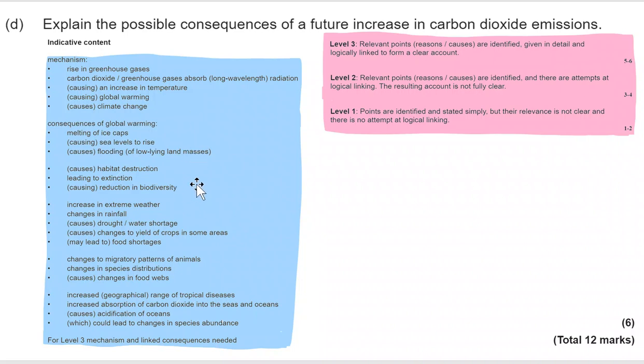All of these things, as you go through this chapter, you will be familiar with everything that's in this section. You need to be coming up with relevant points, the reasons and the causes of them in detail, linked logically, if you're going to get to that level 3. And that takes us to the end of this question.